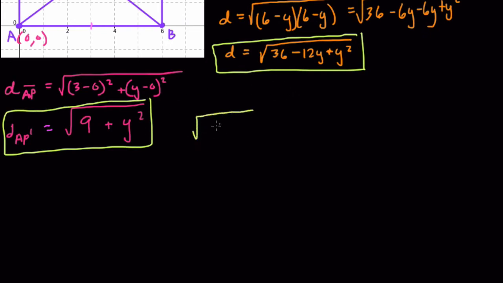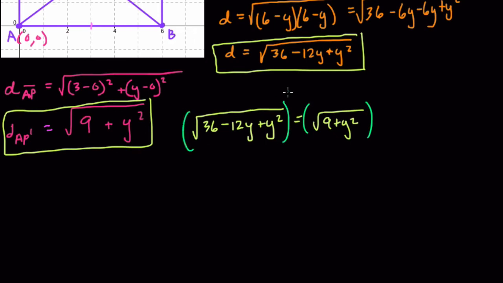So we have the square root of 36 minus 12y plus y squared, right, equals the square root of what? Of 9 plus y squared. So when you have square roots on both sides, just square everything. That'll undo the square root sign. And now we have 36 minus 12y plus y squared equals 9 plus y squared. And look what happens. This is the wonderful part. Things start to cancel out.